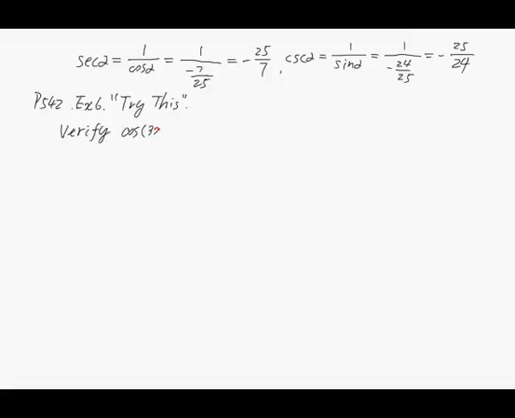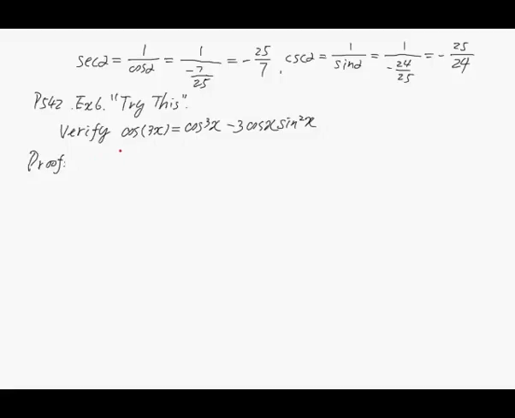Cosine of 3x equal to cosine cubed x minus 3 times cosine x times sine square x. Although the right side is more complicated, this time we need to start with the left side because the left side involves the multiple of angle.